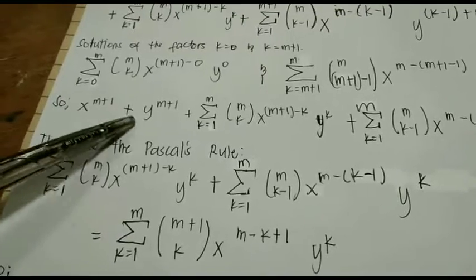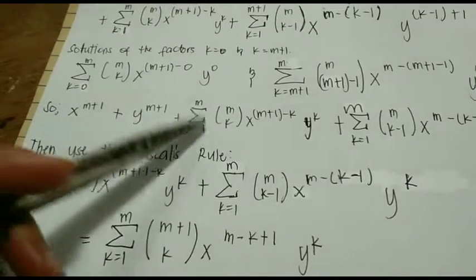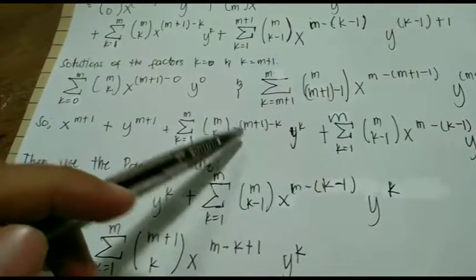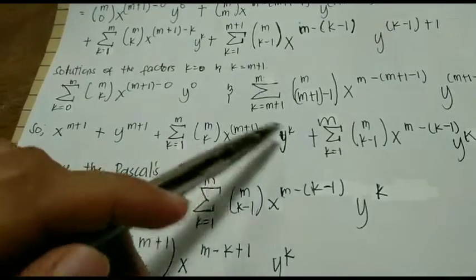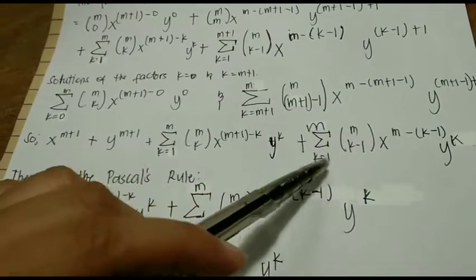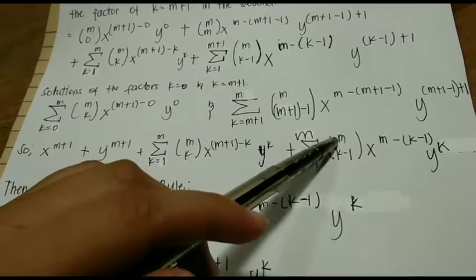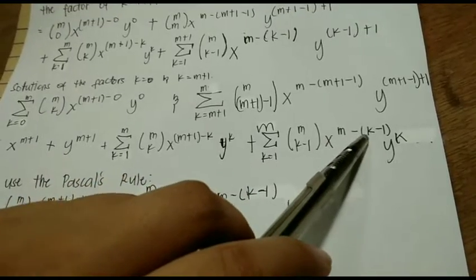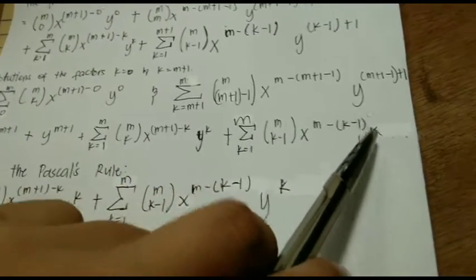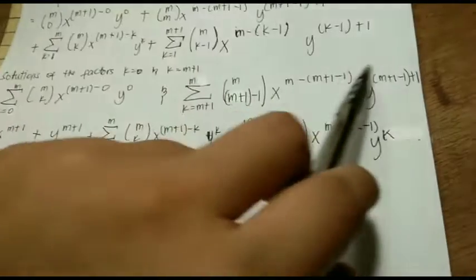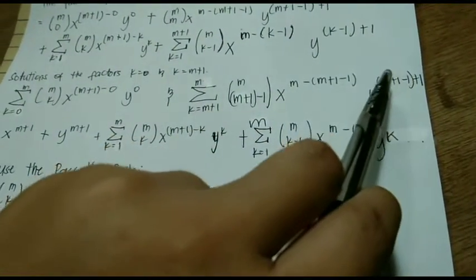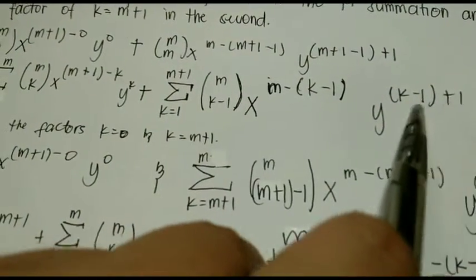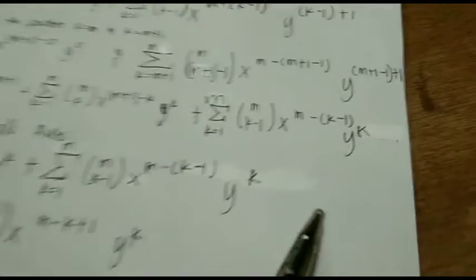x to the power of m plus 1 plus y to the power of m plus 1 plus the summation of k is equals to 1 to the m of m taken by k, x to the power of m plus 1 minus k and y to the power of k, plus the summation of k is equals to 1 to the m of m taken by k minus 1, x with the exponent of m minus k minus 1 and y to the power of k. So, this one is 1 plus 1 minus 1, 1 plus negative 1 plus 1 is equals to 0. So the k remains.